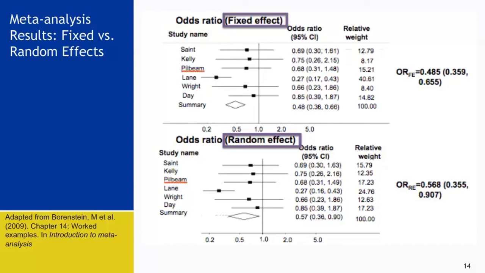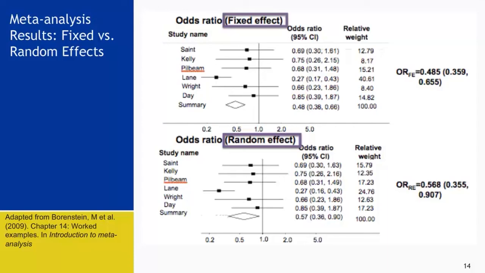So the idea is the random effects model is pulling, or shrinking, the estimates together. So the random effects model is giving a little bit more weight to smaller studies, or cutting a little bit of weight from the larger study. So it's basically pulling them towards the center. So under the random effects model, the pooled estimate is 0.568, and you have an estimate of the confidence interval.